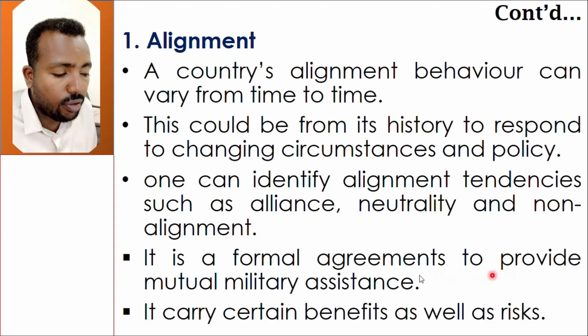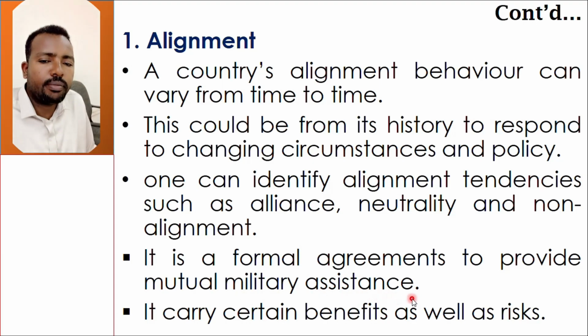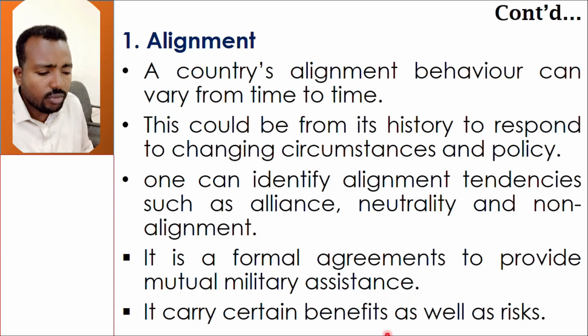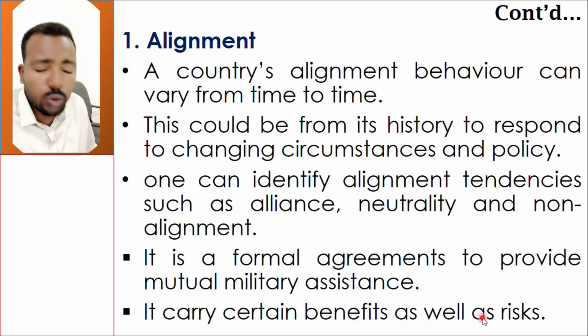Basically, alignment is a formal agreement to provide mutual military assistance or maybe another thing. Mostly, alignments are very basic and also understandable from the perspective of military assistance. Countries come together, work together, align themselves together to achieve military assistance and also benefit. It carries certain benefits as well as risks. There are benefits and risks that are attached to this alignment, although it is an important factor for the countries to take into account.